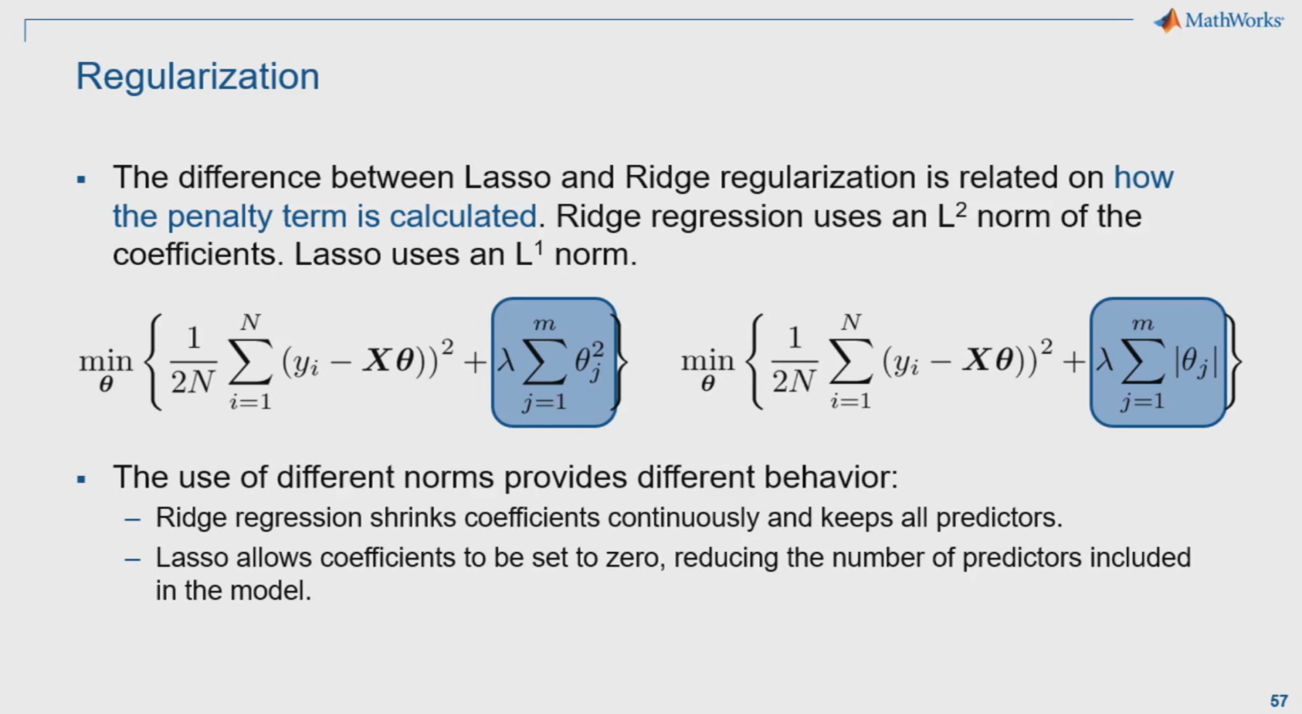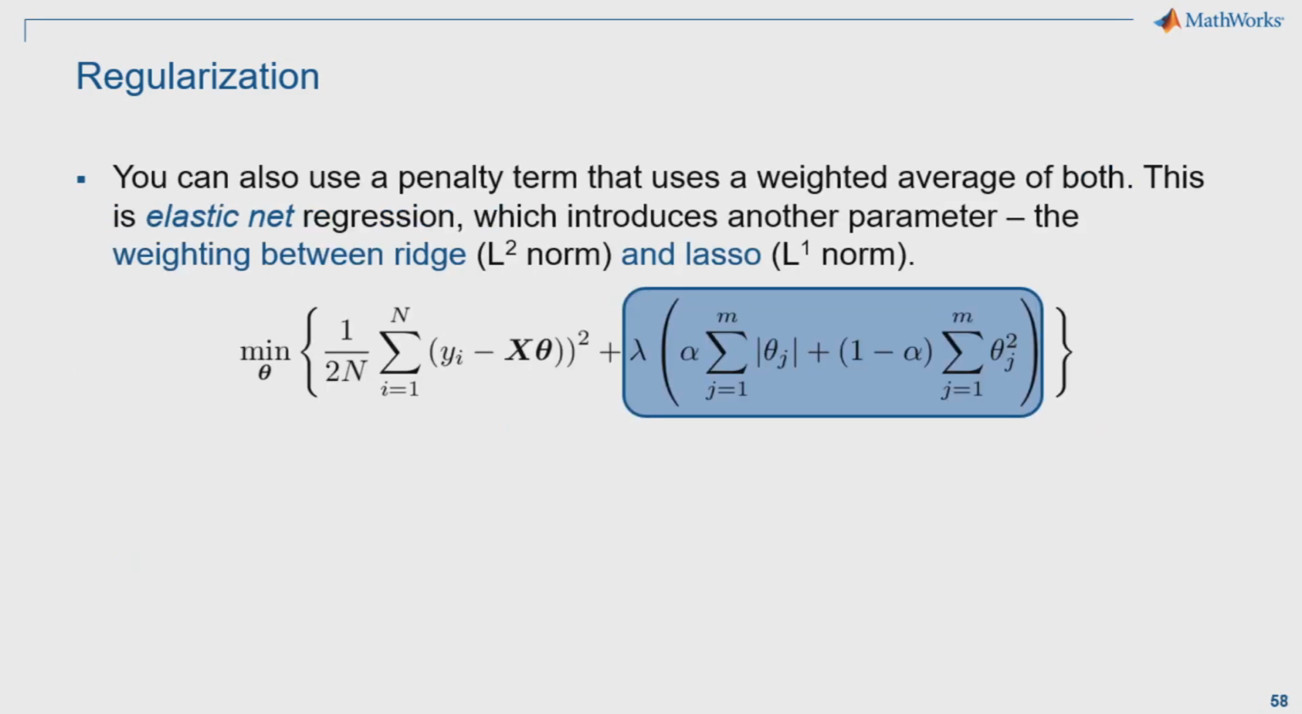So of course there is a different behavior in selecting one way or another. Ridge regression typically shrinks coefficients continuously and keeps all the predictors. Instead, lasso regression allows coefficients to be set to 0, so it behaves like a feature selection.